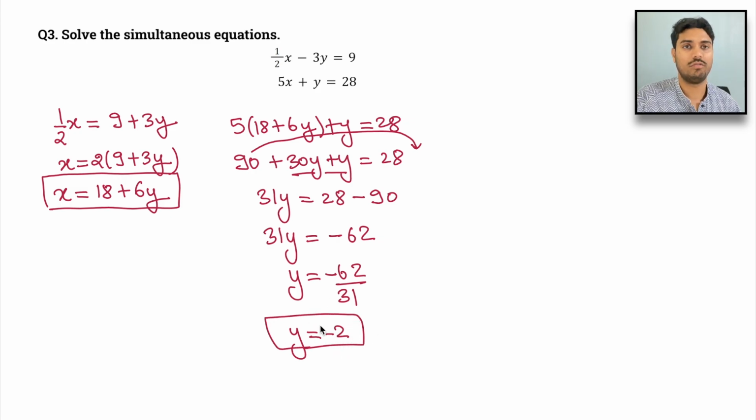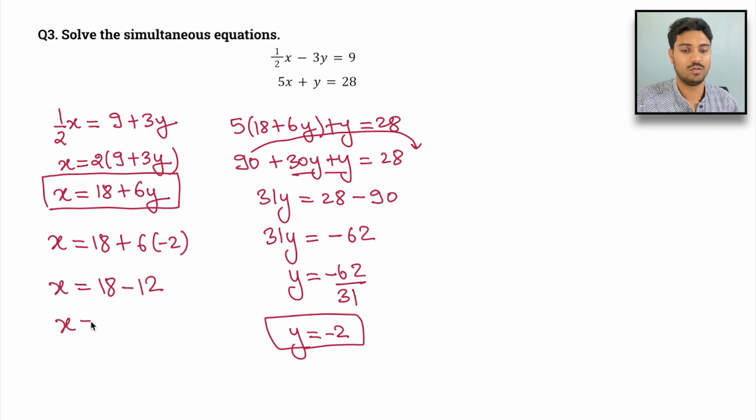Now we have the value of y equals negative 2. We'll substitute it in the first equation to get the value of x. So x equals 18 plus 6 into negative 2. That means x equals 18 minus 12. So x equals 6. And that's the answer. x equals 6 and y equals negative 2.